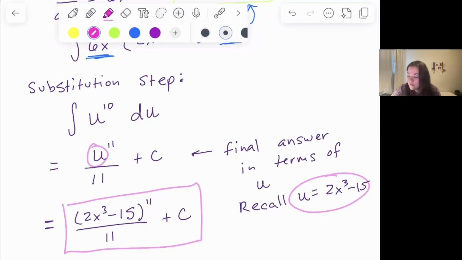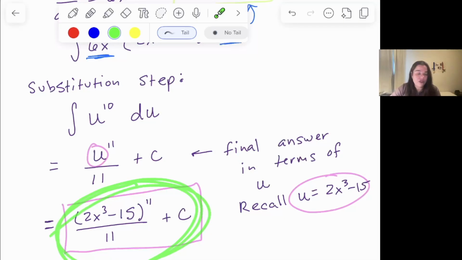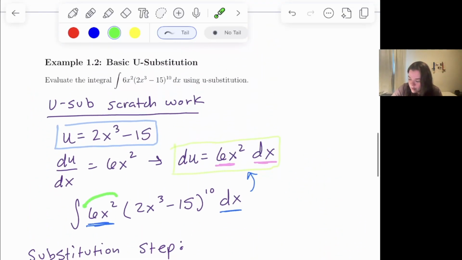And if you're not convinced yet, remember, take this final answer right here. Take the derivative of this final answer. Don't forget to use your chain rule. Take the derivative of this final answer using the chain rule. And sure enough, you will wind up with that integrand as your derivative.